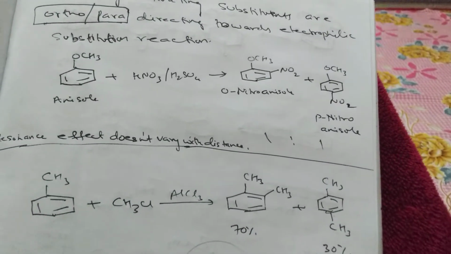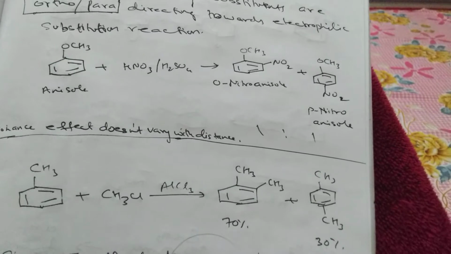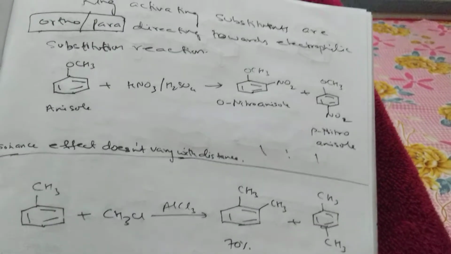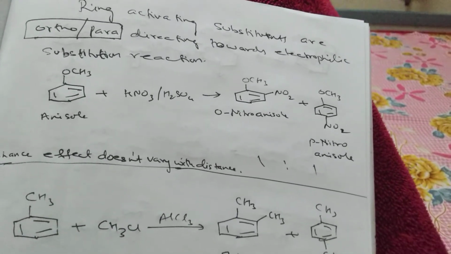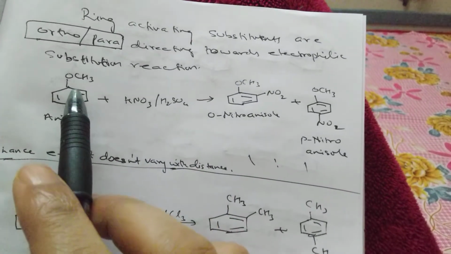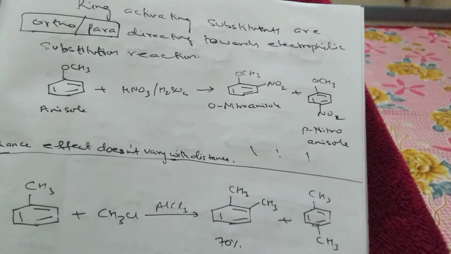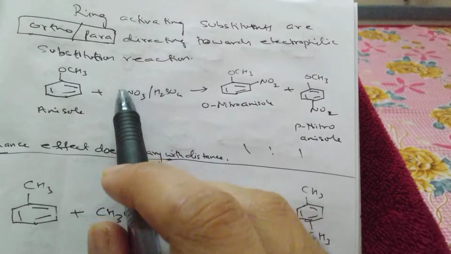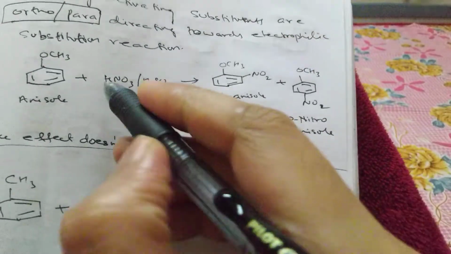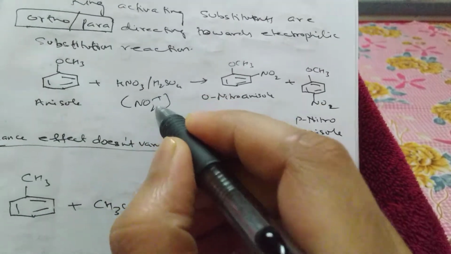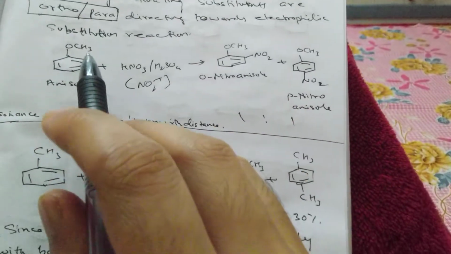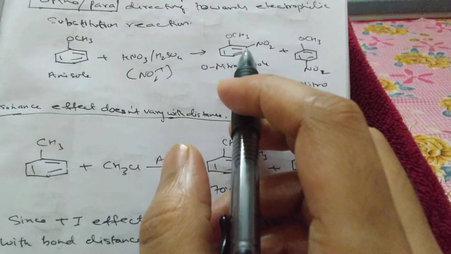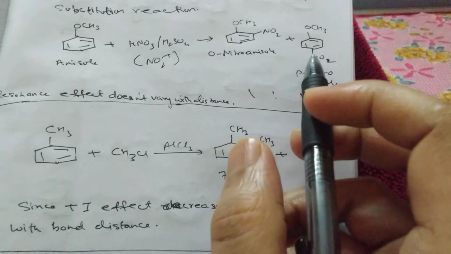Now whenever there is a pumping group, either by plus I or plus R effect, what I am trying to say is any ring activating group, they are ortho-para directing. So I have just given some examples, like anisole we talked about, it's a pumping group. So if you do nitration, I am just revising for you, nitration is an electrophilic substitution reaction. If you remember, in nitration the electrophile is NO2 plus. So if you have this, nitration happens. Since it is an electron donating group, it is ortho-para directing. It will give ortho-nitroanisole and para-nitroanisole.